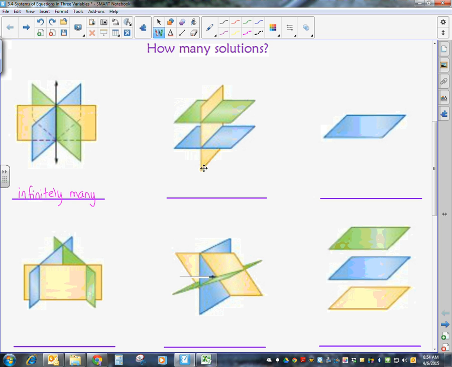Or they could intersect as such. So how many solutions do they have? We're looking for the points where all three planes come together. So in this case, we would have none. In this case, I could have three different names for the same plane.